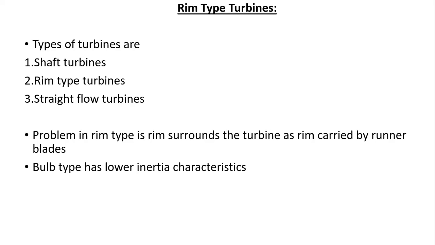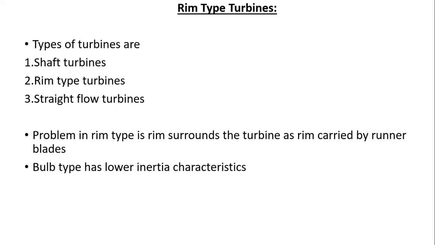So there is one main problem in this type of rim type turbine, in which the rotor surrounds the turbine runner. As the rim is carried by the runner blades, it is sealed between the stationary parts and the rotating rim. So this is the only disadvantage. Engineers who favor straight flow generators, again the bulb turbine generators, point out the lower inertia characteristics of the bulb type. If you consider this point, this could lead to problems during power system disturbances.